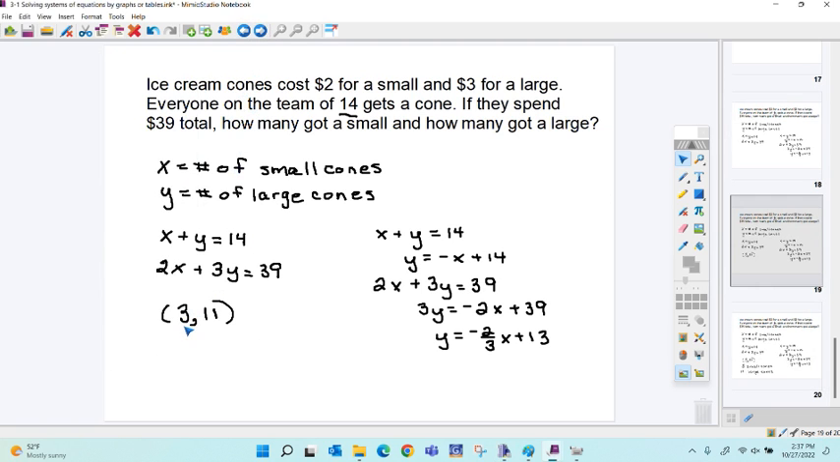That means we have x is 3, which is the number of small cones. So 3 small cones and 11 large cones. How do you know which one's small and which one's large? Because you put in x equals small and y equals large. What if y is small? They would flip-flop. If y equals the small, then you would have 3x plus 2y, and you'd have a different equation to put in, and it would give you 11 and 3 as your answer instead.